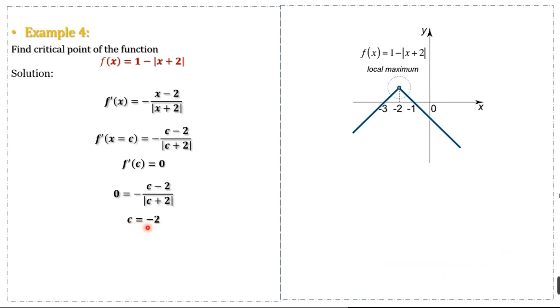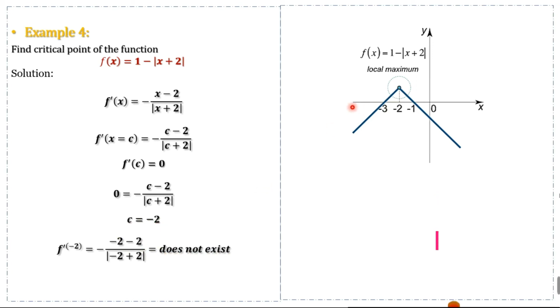Now we put this value in the derivative of the function, and we check whether the derivative of the function is 0 or undefined. The derivative of the function at c is equal to minus 2 will be equal to 0 by 0, that is undefined, or the derivative does not exist. Derivative of the function does not exist. This means we have a critical point at c is equal to minus 2.